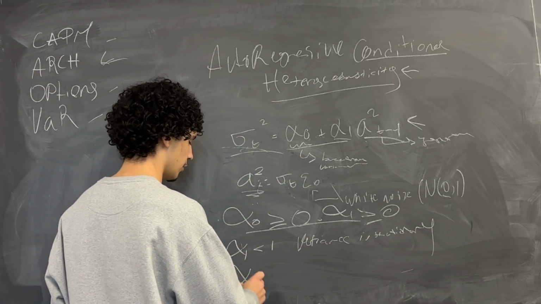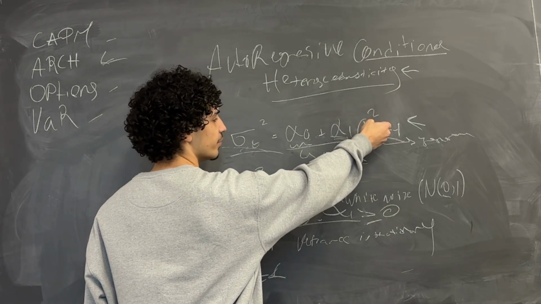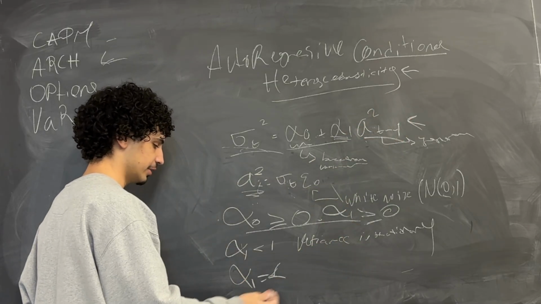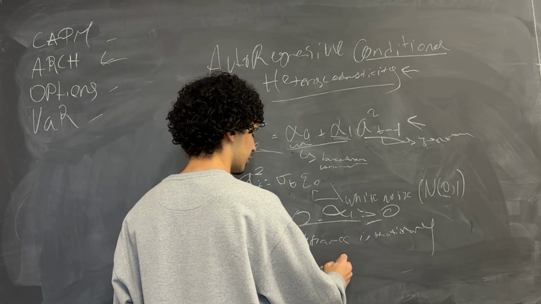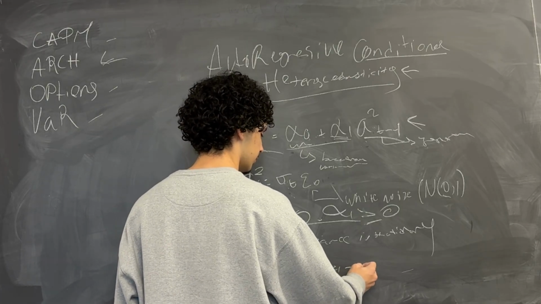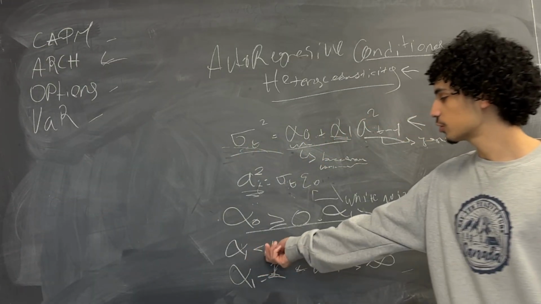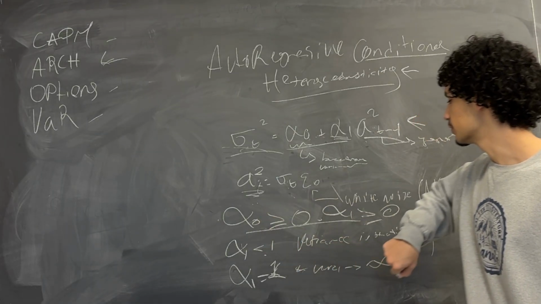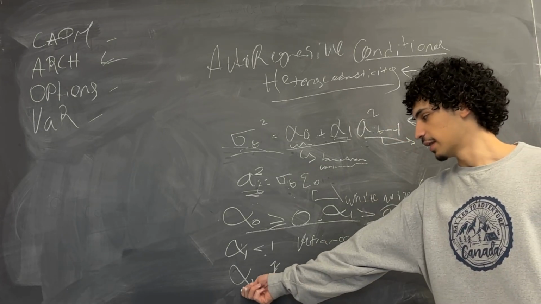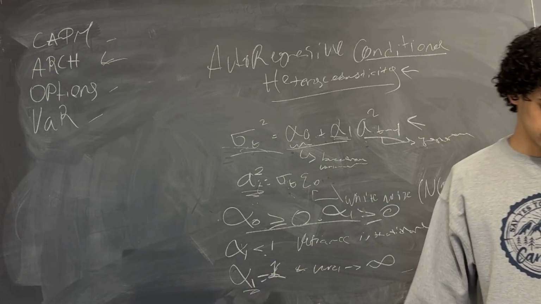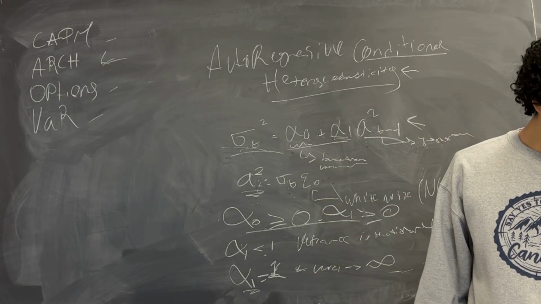Because if A1 ever equals 1, and we're letting the movement decide the movement completely, then the variance will explode and shoot up to infinity, which we can't have. So we have to make sure that alpha 0 and alpha 1 are positive, and alpha 1 is less than 1. It can't equal 1, or the variance is going to go up forever.